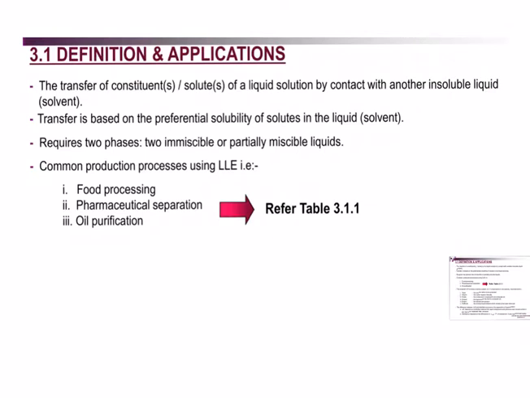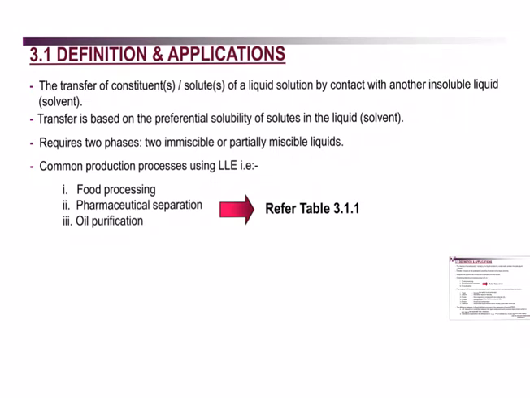These two types of liquids, your liquid solution in the feed and your insoluble liquid, which is your solvent, will be in contact with each other to get the product. The products are called extract liquid and raffinate liquid.